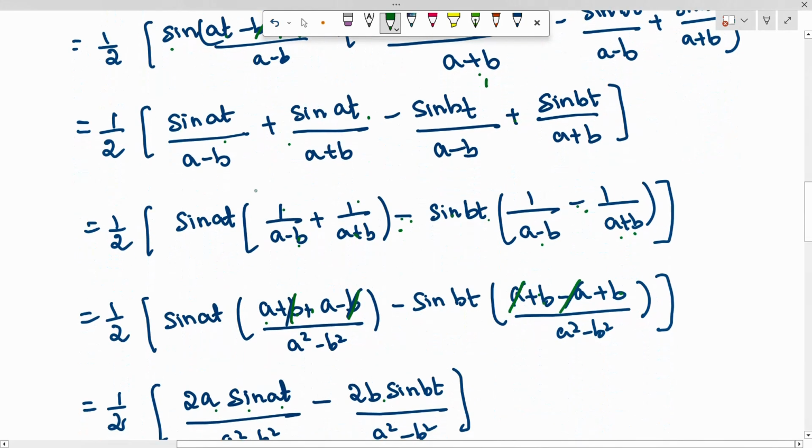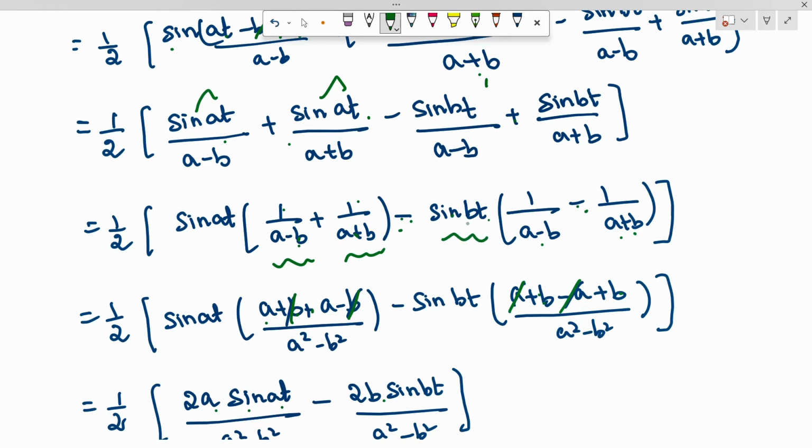Now from the first and second terms, taking sine at common outside. Sine at common means the rest of the terms: 1 by a minus b will come, and the next term 1 by a plus b is there. As well as in the third and fourth term, from these two terms also taking outside common minus sine bt, and then we will get 1 by a minus b minus 1 by a plus b, because minus into minus is plus.